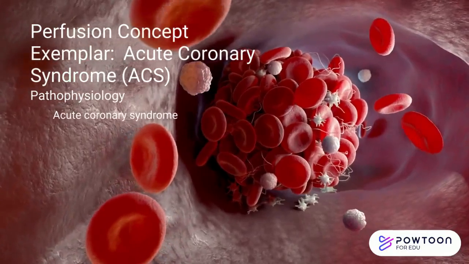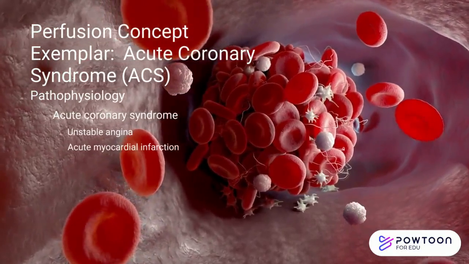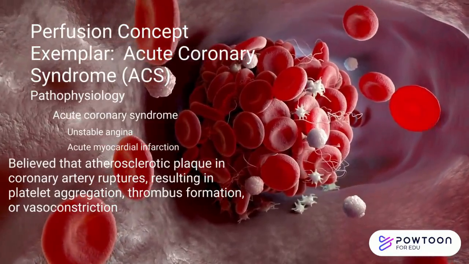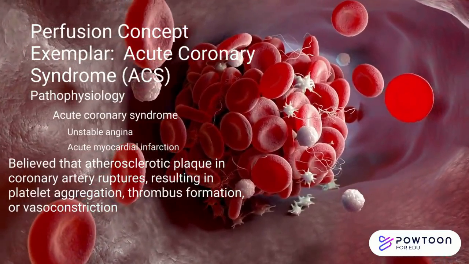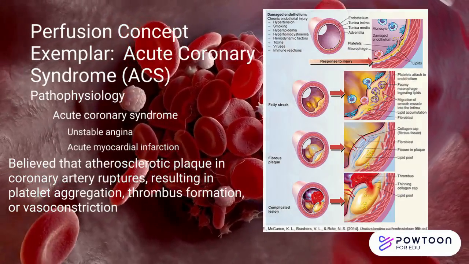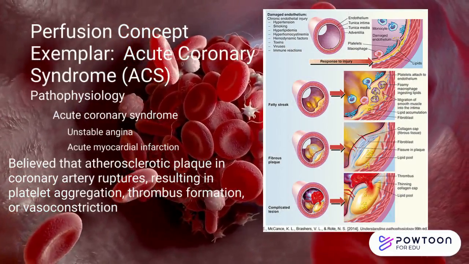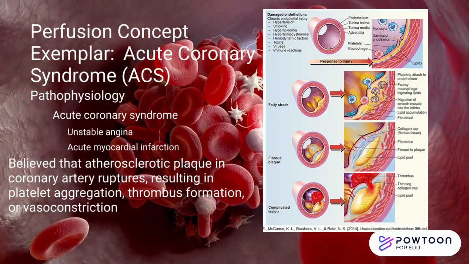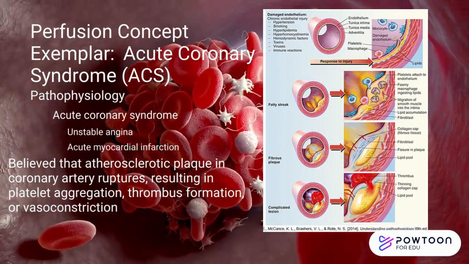Conversely, you have acute coronary syndrome, which is caused from unstable angina and can lead to acute myocardial infarction. Unstable angina, that plaque is not fixed. It can cause ruptures, platelet aggregation, and thrombus. This can also lead to acute myocardial infarction.